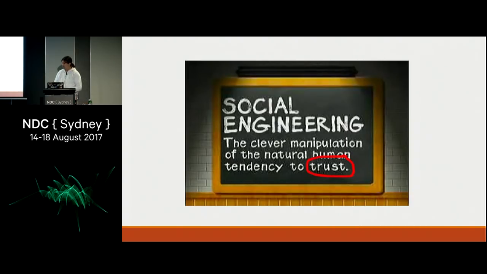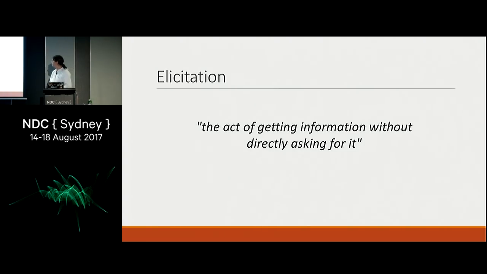Okay, so we've talked about pretexting, which is about building up the persona of the person you're trying to be. The next step is elicitation, and this is the act of getting information without directly asking for it. If I go up to you and say, can you tell me your password? No. So you're trying to get someone to give you information without directly asking for it.